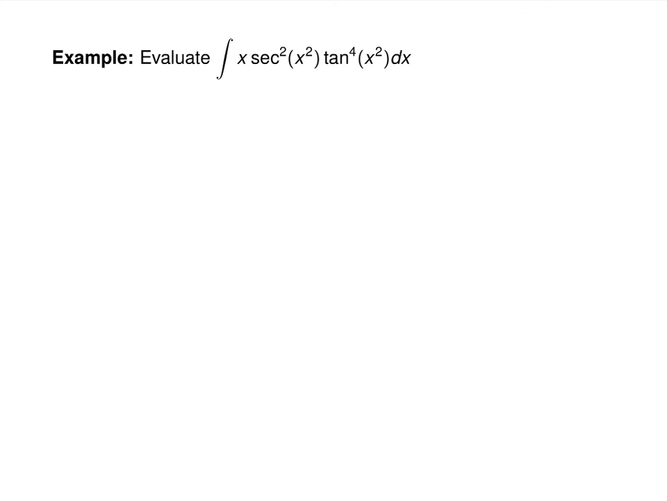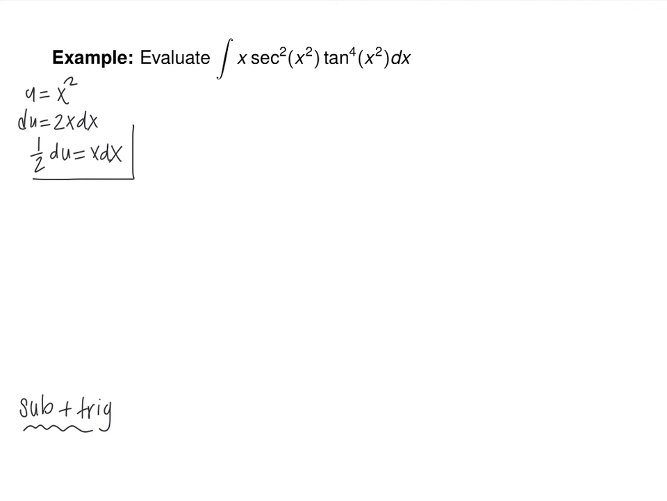Now the next one that we're going to do will involve substitution. Actually, this is a double substitution: substitution plus some kind of trigonometric manipulation. So probably best to let u equal x squared. It is possible to do this without doing that, but probably it's easiest for most of you to do that first. So u is x squared, du is 2x dx, so half du equals x dx. So that's my first substitution.